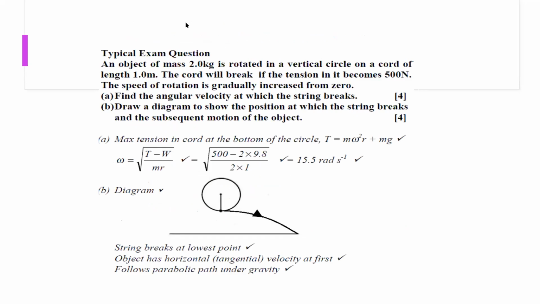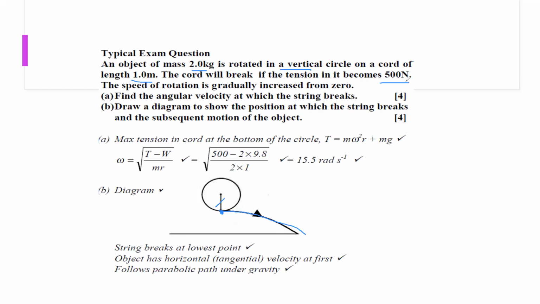An object of mass 2 kilogram is rotated in a vertical circle. So the object is moving in a vertical circle. What happens when the cord breaks is that the object will move tangentially to the curved path. It's rotated in a vertical circle on a cord of length 1 meter, so the length of the cord is 1 meter. The cord will break if the tension becomes 500. So if tension is 500, the cord will break. The speed of rotation is gradually increased from 0. Find the angular velocity at which the string breaks.